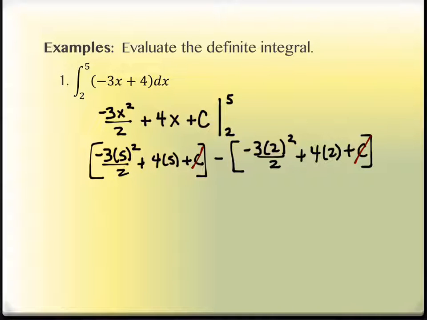Okay, did anybody get an answer yet on that one? What'd you get? Negative 39 over 2. Or if you write it as a decimal, which is okay too, what would you have? Negative 19.5. And decimals are fine as long as they terminate.